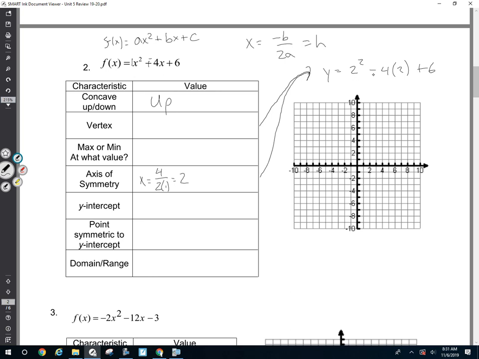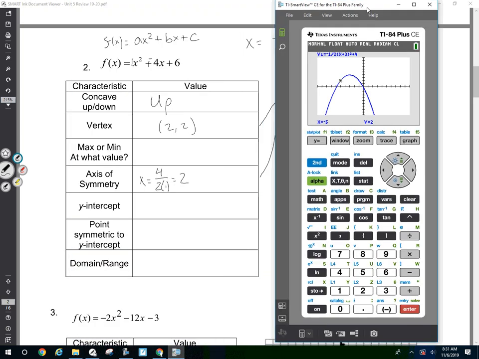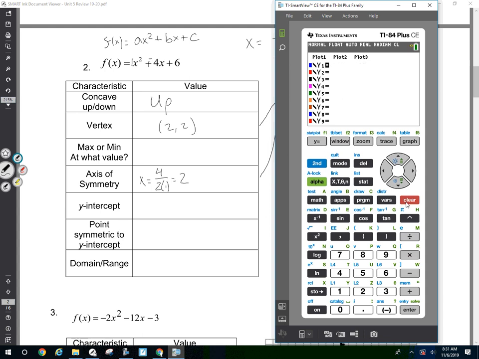And I get 4 minus 8 plus 6. So that's negative 4 plus 6, which is 2. So I should get 2, 2. Now, another way to do this is using your calculator. And you should obviously always be checking your work that's done by hand.